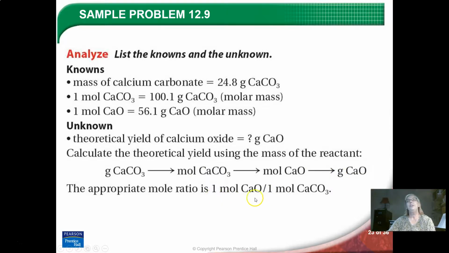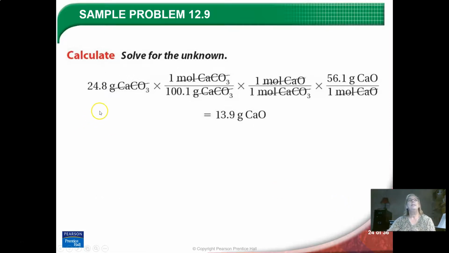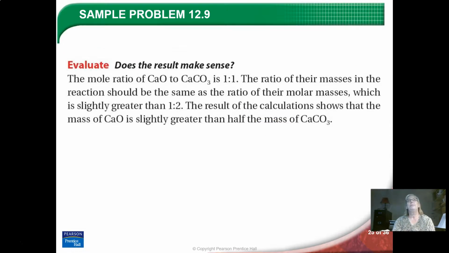It's a 1-to-1 ratio from the balanced equation. That's the mole ratio. So I start with 24.8 grams of my reactant. I use the molar mass of the reactant, I use the mole ratio 1-to-1, and then I use the molar mass of the product. I should make 13.9 grams of calcium oxide in the lab if everything was perfect. And then you'd have to go to the lab, try the lab, and find out your percent yield.